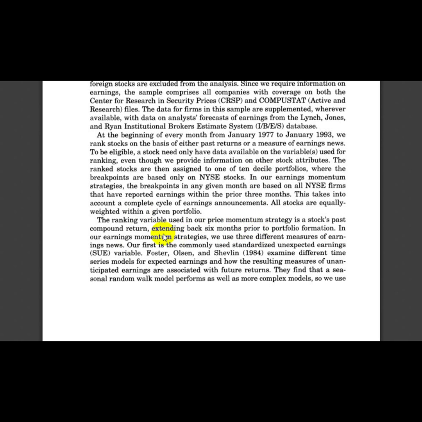And for the earnings momentum strategies, they use three different measures of earnings. The first is the SUE, the standardized unexpected earnings, which was used in some prior papers. And the SUE is calculated with this equation. The SUE for stock i in month t is equal to the most recent quarterly earnings per share that was announced in month t minus the earnings per share that was announced 4 quarters ago, divided by the standard deviation of the unexpected earnings over the last 8 quarters.